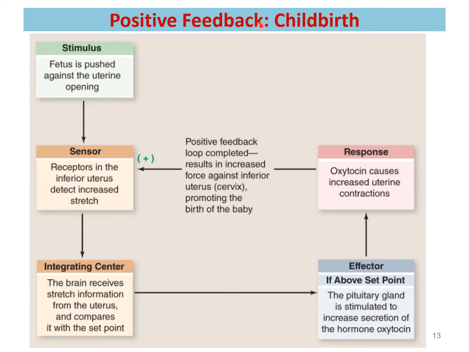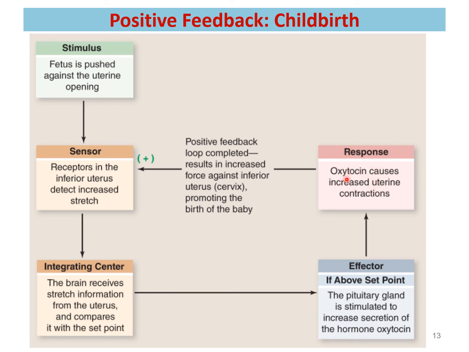Okay, so ni adalah flow of childbirth lah. The control of childbirth, the mechanism of childbirth. First the stimulus: the fetus is pushed against the uterine opening. Sensors, receptors in the inferior uterus detect increased stretch and send the information to the integrating center, which is the brain. The brain receives stretch information from the uterus and compares it with the normal set point. If above the normal set point, it will trigger the pituitary gland to stimulate increased secretion of the hormone oxytocin. Oxytocin is released into your blood circulation and reaches its target organ, which is the uterus.